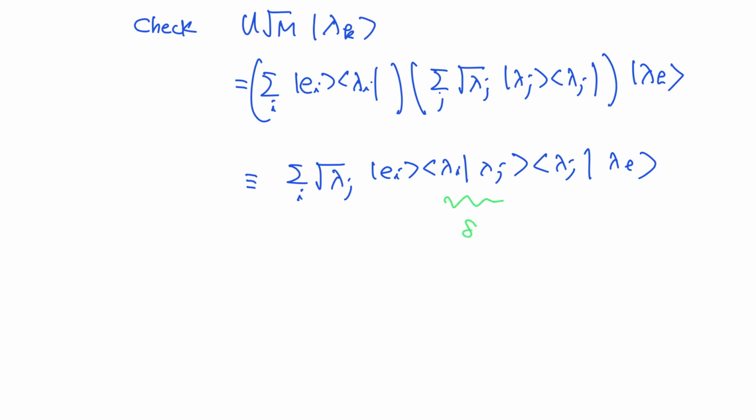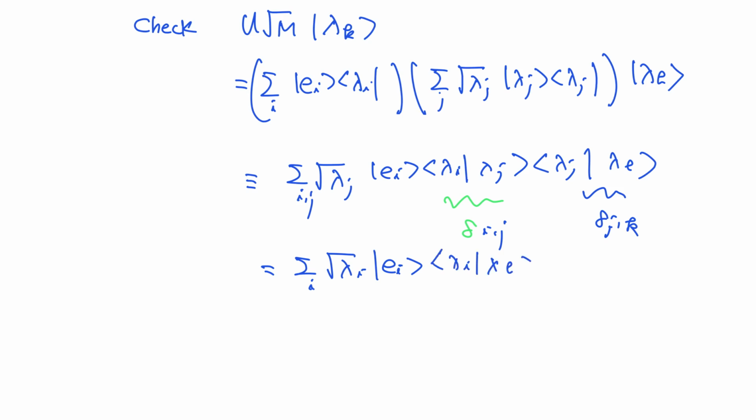So that means delta, we have j, right? delta_ij, delta_jk. What happens? So we have only i: lambda_i, e_i, lambda_i, lambda_k. It becomes lambda_k, e_k, right? Because this is delta_ik.